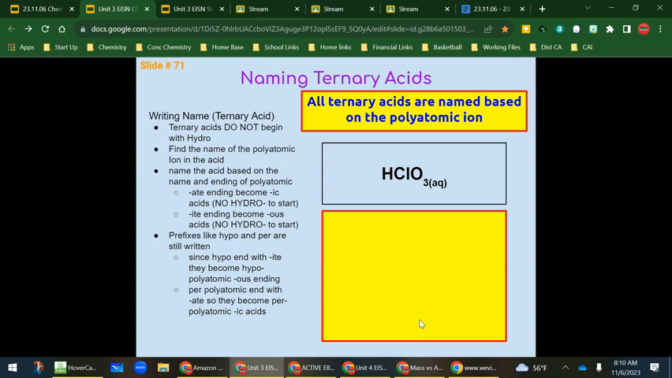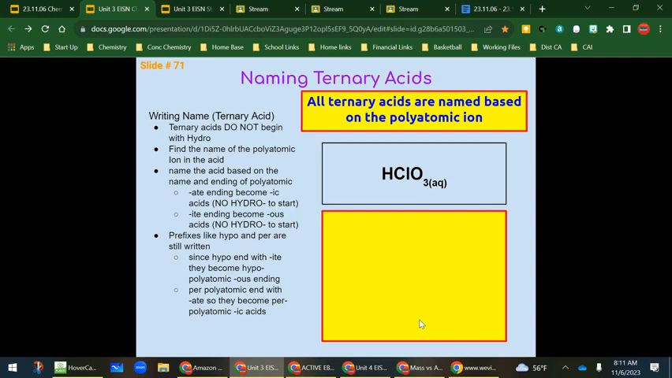Completely on the polyatomic. So ClO3, what is the polyatomic ion called in this compound? Chlorate. Chlorate is the polyatomic. So we find the name of the polyatomic ion in the acid. We are going to name the acid based on the name and the ending of the polyatomic. And here is the rule. Any ATE polyatomic becomes an ic acid, and we do not begin the name with hydro.